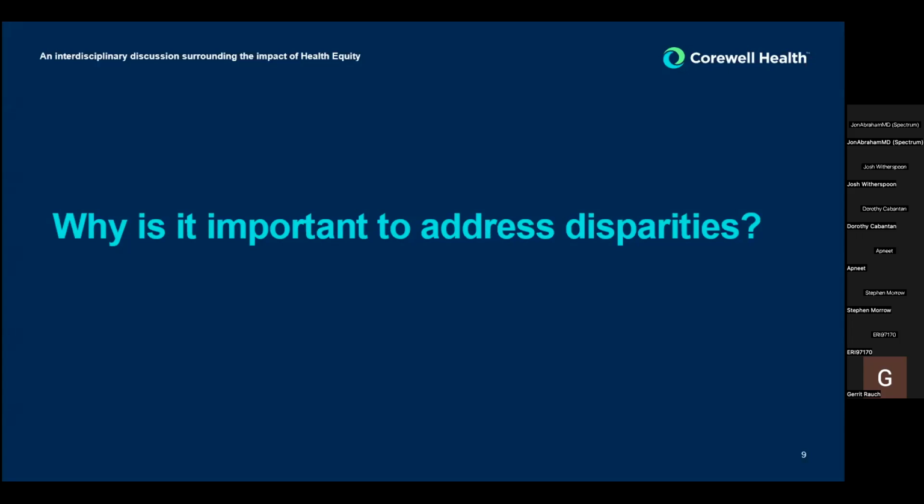So why is it important to address disparities? Why is it important to take the time to know these layers that impact our patients? Well, because addressing these disparities is not only incredibly important, but it's improving our nation's overall health and economic prosperity.